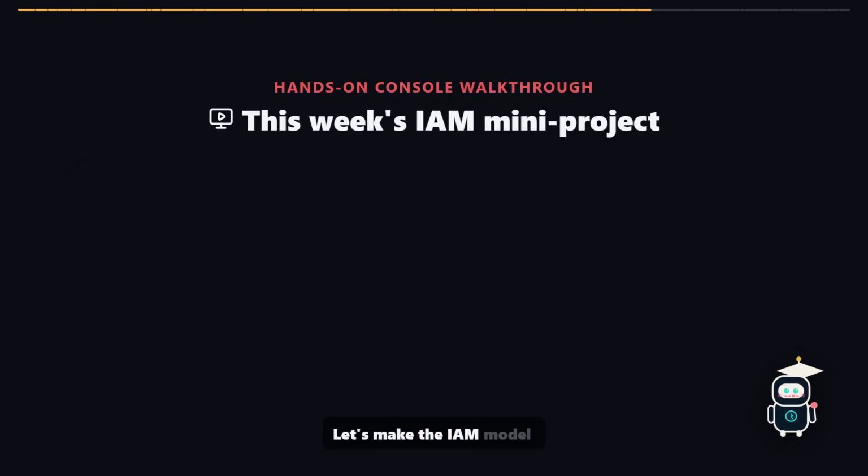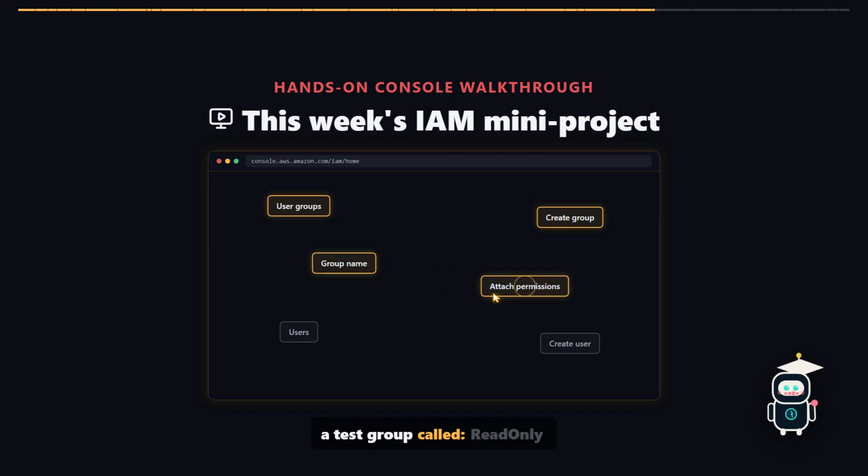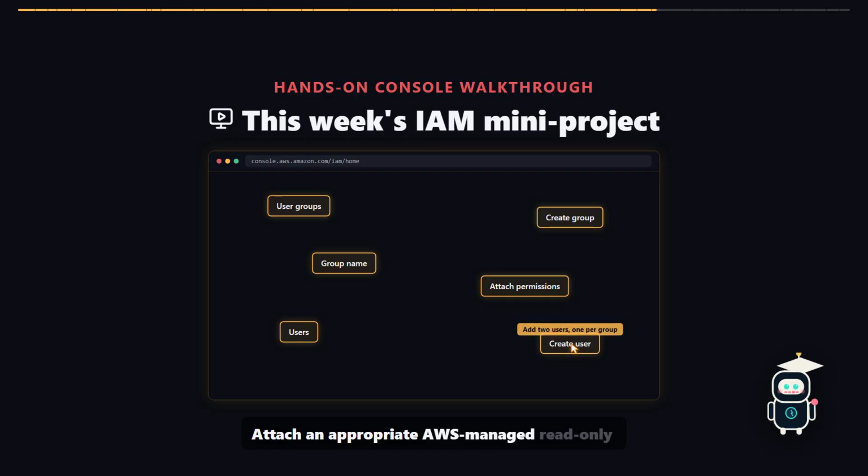Let's make the IAM model real with a small sandbox exercise. Open IAM and create a test group called Read Only. Attach an appropriate AWS-managed read-only policy for the service you're testing. Then create a test IAM user for this lab and place that user in the read-only group. Remember, we're using an IAM user here specifically to demonstrate the user-group policy relationship. Now sign in with the test identity.